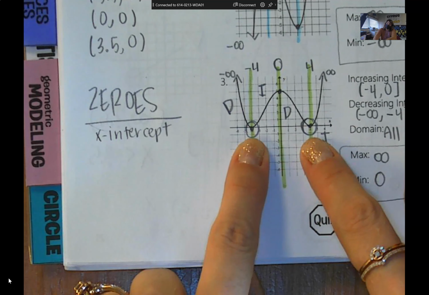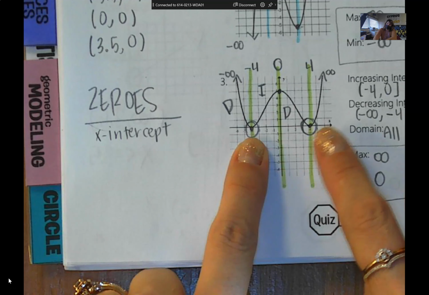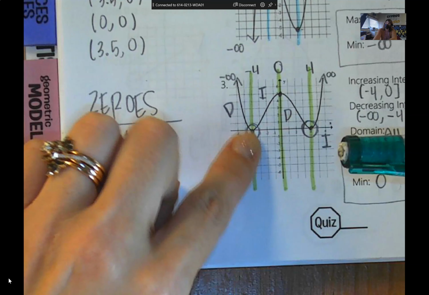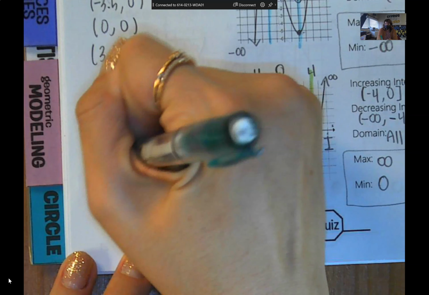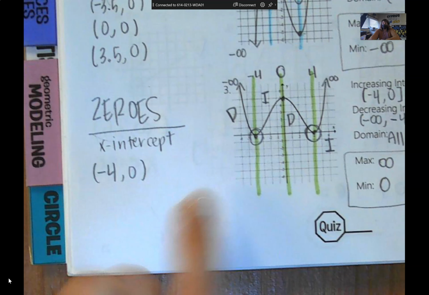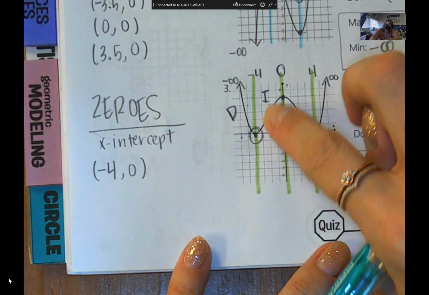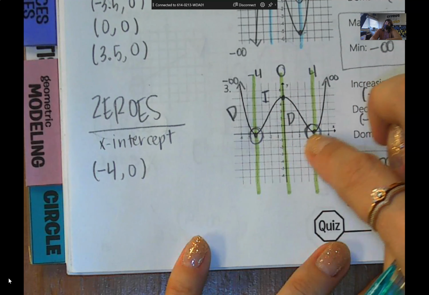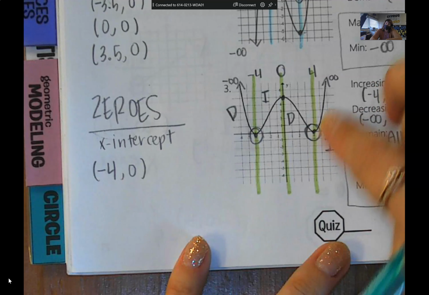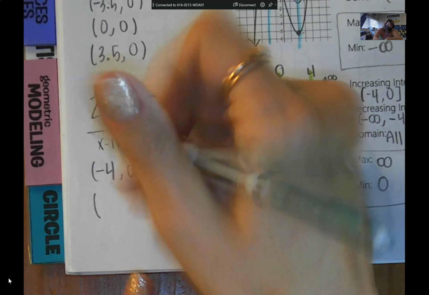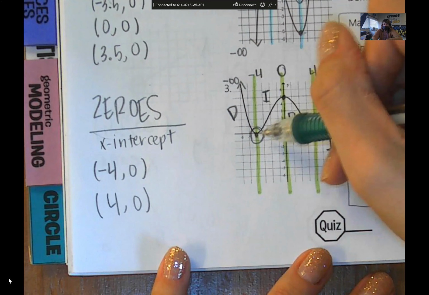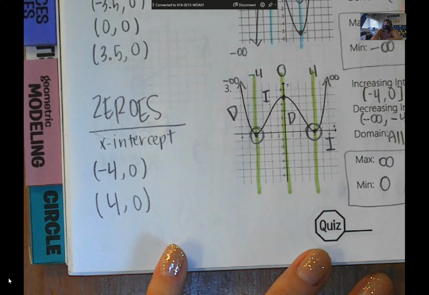We have an x-intercept, so it starts decreasing and then hits the x-axis at -4. He hits the x-axis at -4, bounces up, turns back around, goes down, and then bounces back up at x is +4. So he touches the x-axis like a bouncy ball at -4 and +4.